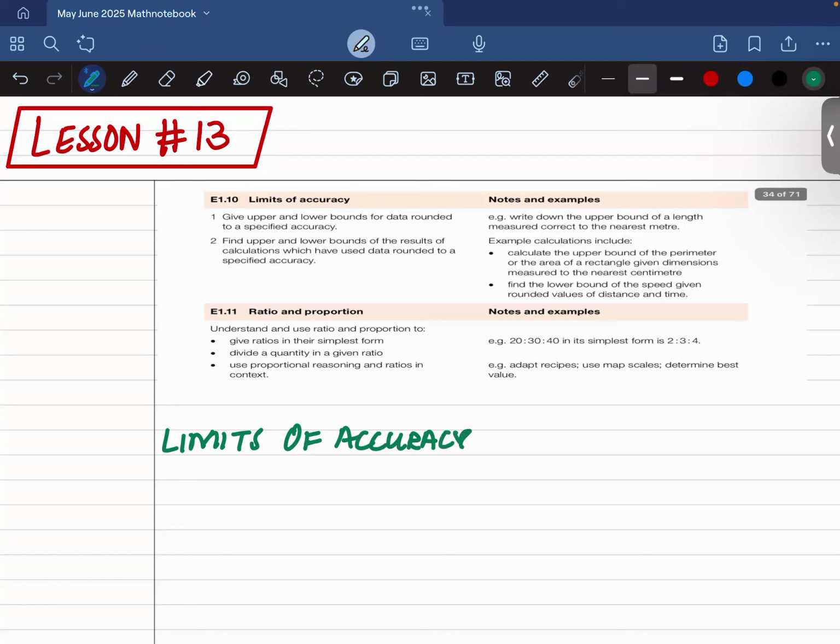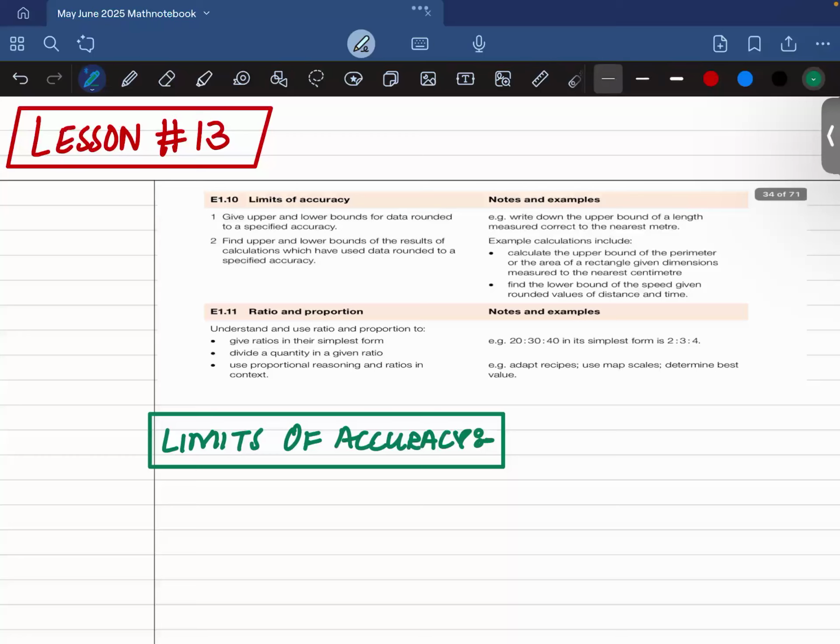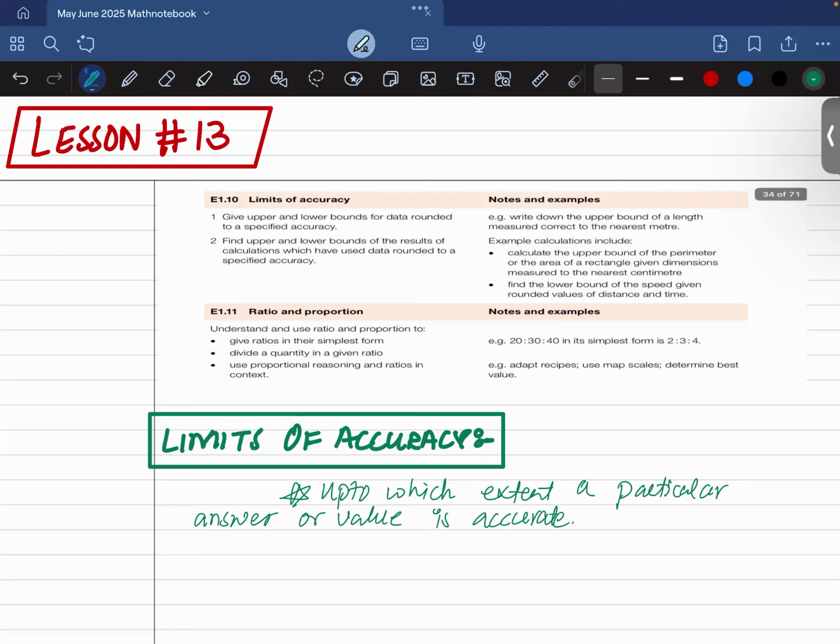Now beta, limits of accuracy is a topic of general maths. As a student of maths, you should know what limits of accuracy are. Let me write here and introduce the topic: up to which extent a particular answer or value is accurate. That is what a limit of accuracy is.